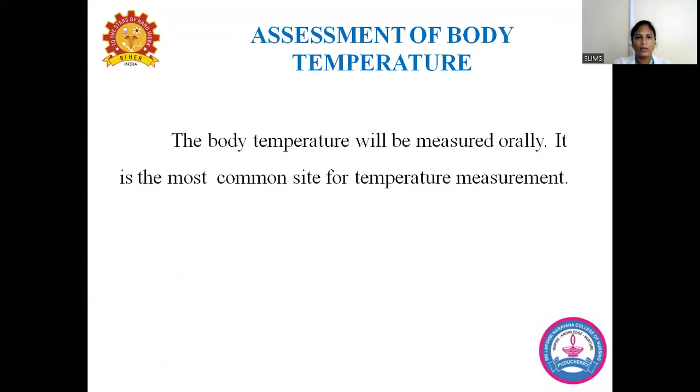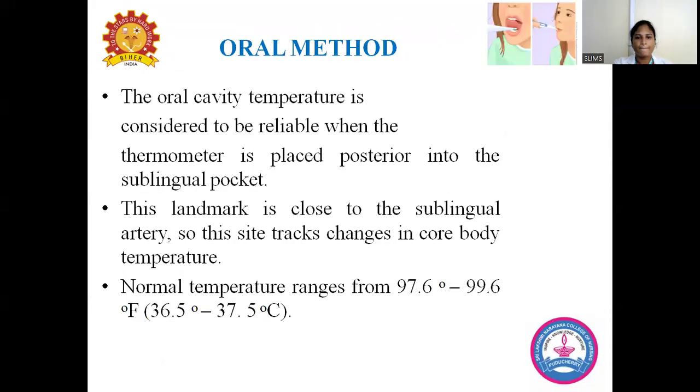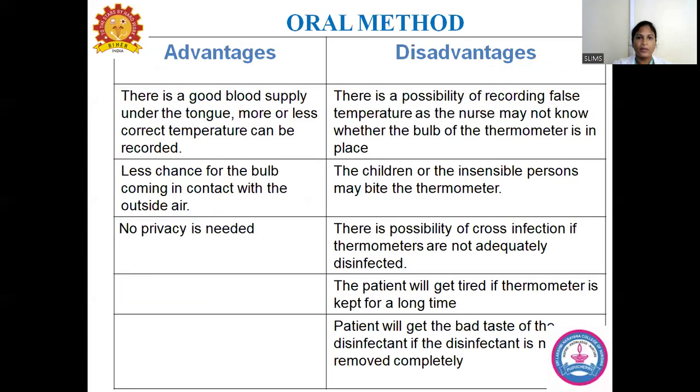In the oral temperature, the thermometer is placed under the sublingual region. Before that, we have to explain the procedure to the patient and ask the patient to maintain the sitting position or the semi-Fowler's position. We place the thermometer under the sublingual region and wait for a few minutes. After a few minutes, we read the values.